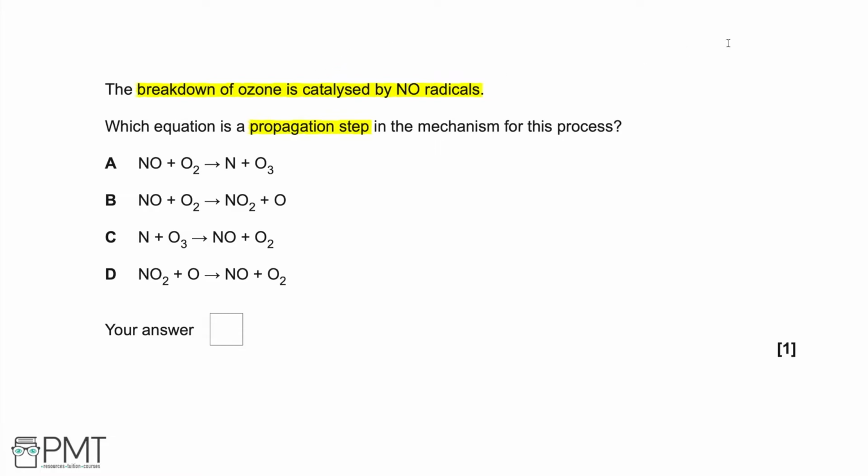And one really important thing to talk about here is that this says catalyzed, which means that our NO must be reformed during the process or left over, which is going to help us with this question quite a lot. So if we think about the first propagation step that we can definitely say exists, it is that a nitrogen monoxide is going to react with an ozone to give us NO2 and oxygen, O2.